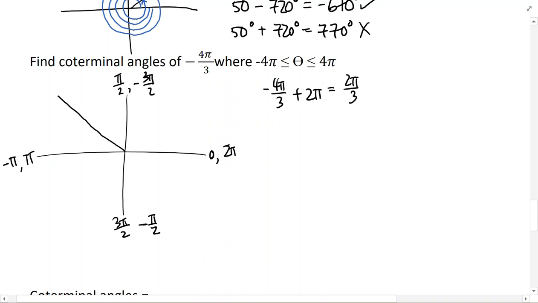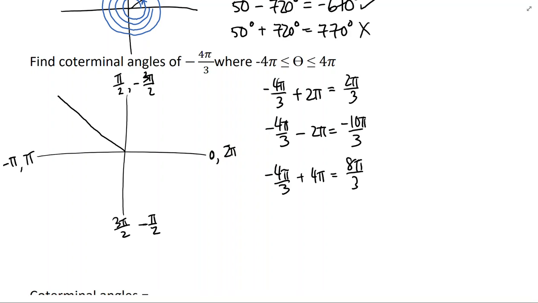Now we're going to just do another one, which is negative 4 pi over 3 minus 2 pi, which will be negative 10 pi over 3. And there's also negative 4 pi over 3. And we're actually going to go 2 times in the positive direction around. So we're going to actually add 4 pi, go twice around, and it's 8 pi over 3.